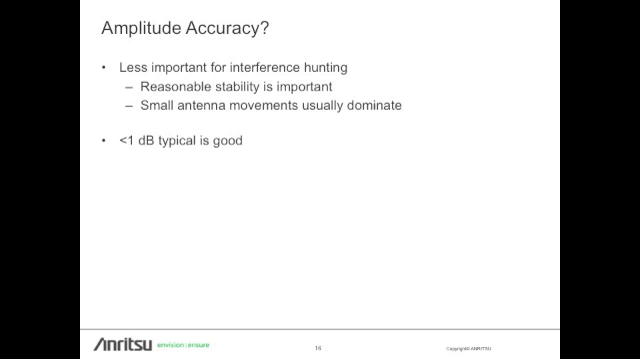Let me talk a little bit about amplitude accuracy. There's some people in the industry that talk about how important amplitude accuracy is for interference hunting. And when I heard that, I just started laughing because you've got an antenna that's out in space. And if I move that antenna even just a few inches, I can get a very large change in amplitude because of multipath. So a good indication that the analyzer is stable and has reasonable accuracy is if it's maybe 1 dB typical. If it's 5 dB, it's pretty bad. But if it's 1 dB, that should be more than good enough.